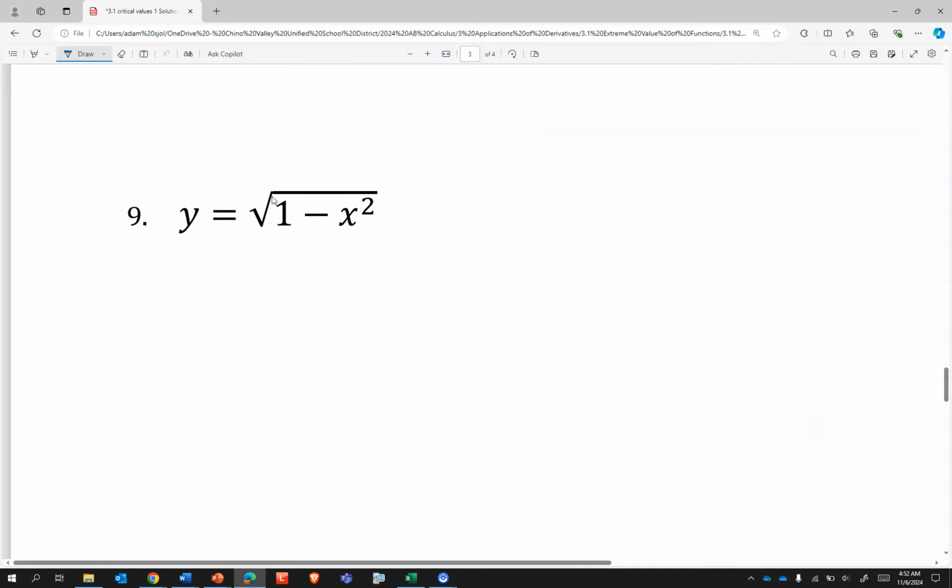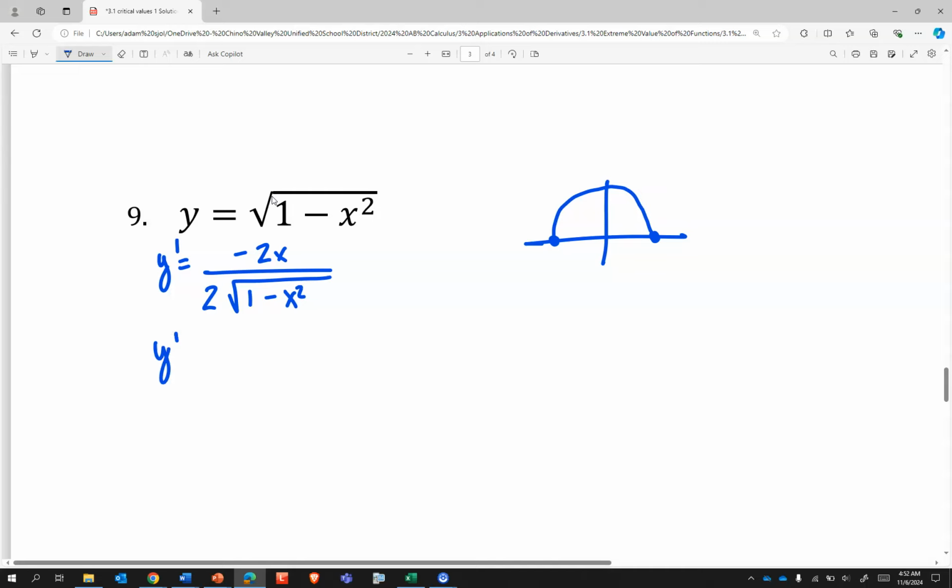The square root of 1 minus x squared, that is a semicircle centered at the origin with a radius of 1. So we'll do this the hard way, meaning not rearranging. So we expect 1, 2, 3 critical values. Those are vertical tangents where x equals 1 and x equals negative 1. Okay, so here we go. The derivative of the square root, 1 over 2 times that square root of 1 minus x squared, which has a rate of change of negative 2x. So let's clean that up a bit.